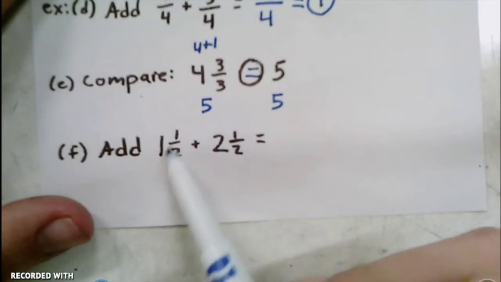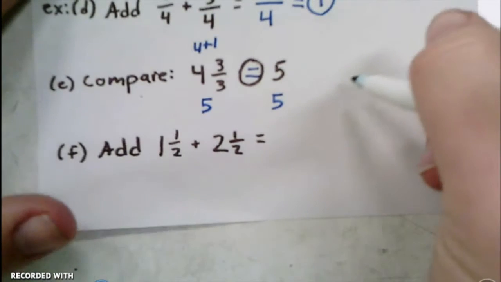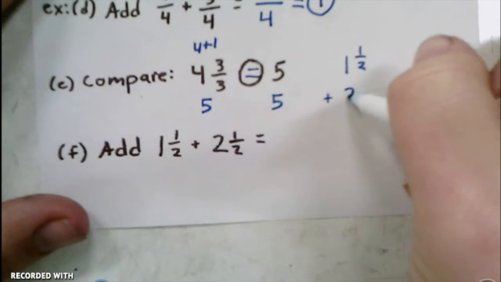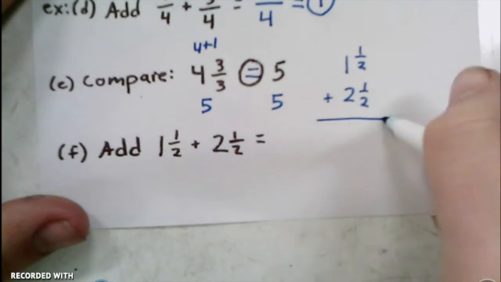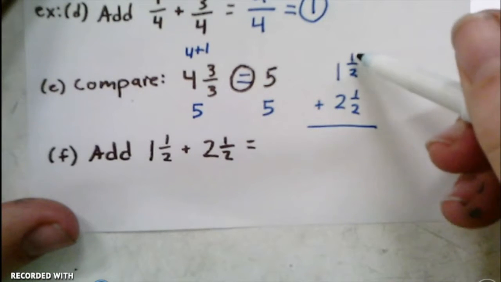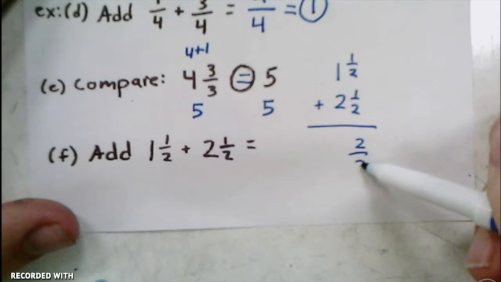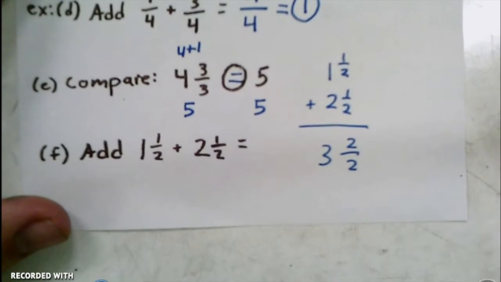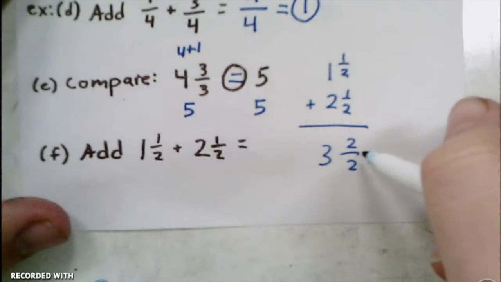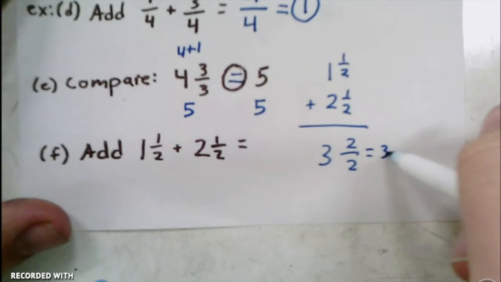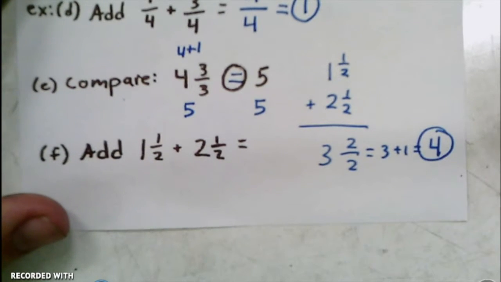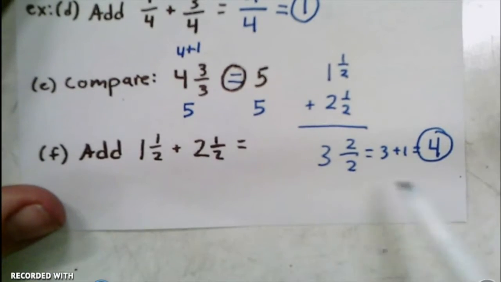And here we have 1 1/2 plus 2 1/2. So if I were to write those out, I'm going to add my fractions and I'm going to get 2 over 2. And I'm going to add those whole numbers and I'm going to get 3. But 2 over 2 becomes a 1. So this becomes 3 plus 1, which becomes 4. So our final answer would be 4, now that we know this little trick. All right, go to page 2.